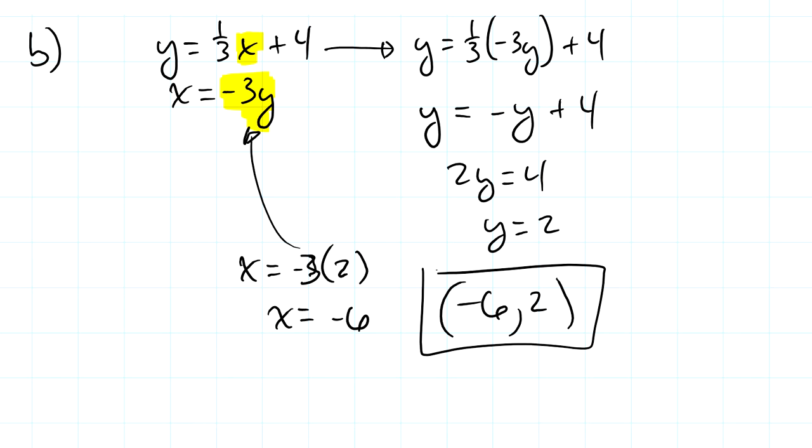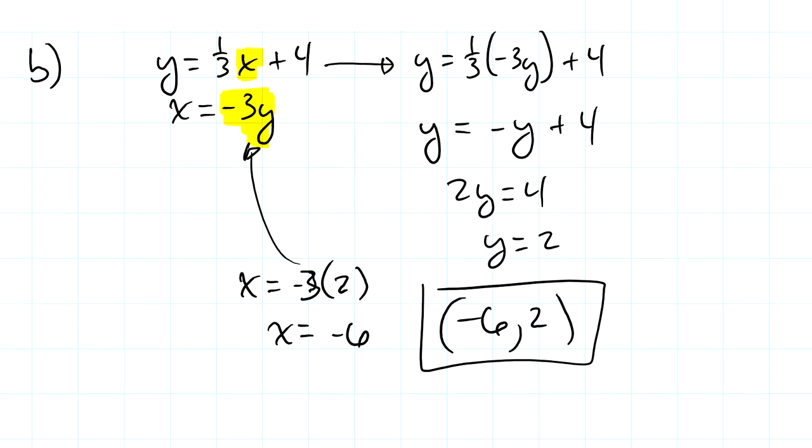And if I plug those in real quickly, in the first equation, x is negative 6, 1/3 times negative 6 is negative 2, and negative 2 plus 4 is positive 2, so that totally checks in the first equation. And then if I take y, which is 2, and multiply by negative 3, it does give me negative 6, so it checks there as well. That's definitely the solution to that system.